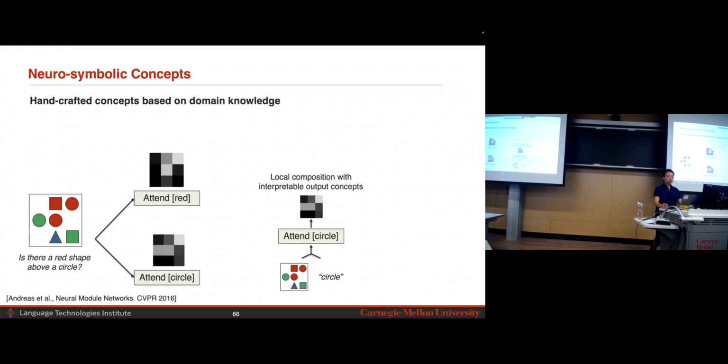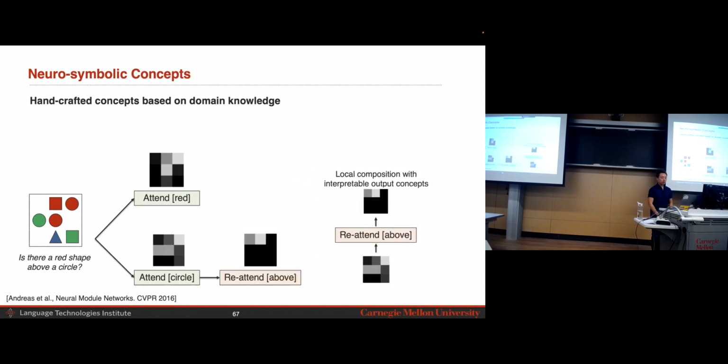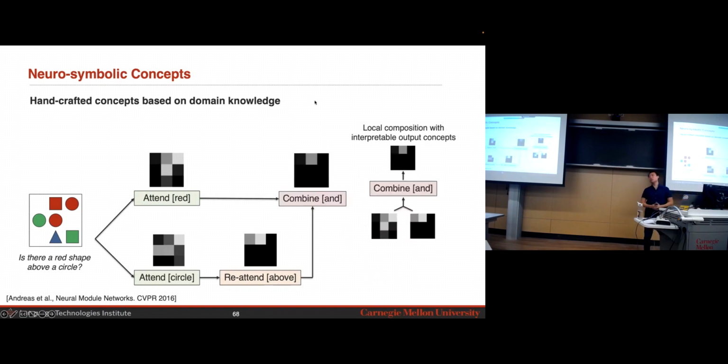You can then attend to the circles. Again, an attention heat map over all the circles in the image. And then you can attend to things above a circle, right? That basically takes the attention map for everything that's a circle and shifts it one cell upwards. So now you have everything that is red, and everything that is above a circle. You can then combine them, right? And combination is basically taking all the attention values and taking the max or taking the intersection.